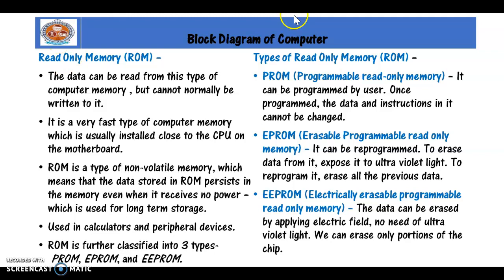One is programmable read-only memory. That means using this, we can store the data and instructions, but once we program it, we cannot change it. The second one is erasable programmable read-only memory. Once programmed, we can modify the program, but we need to do it using ultraviolet light. And the other one is electrically erasable programmable read-only memory. Instead of ultraviolet light, we can use an electric field to erase the program.